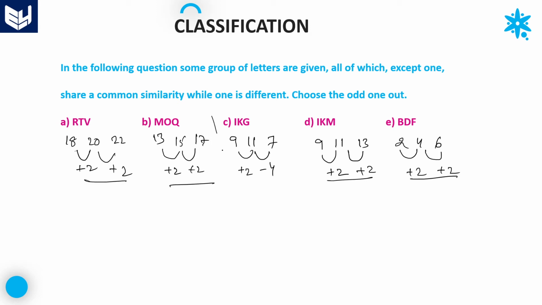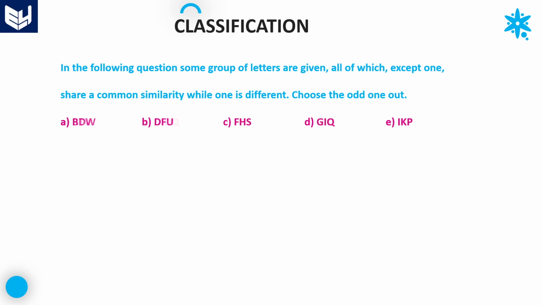But coming to option C, here the logic is plus 2 and minus 4. So it is a different logic compared with the remaining four. It is not following the same pattern as the remaining four. That is the reason why the answer for this question is option C. That is the odd one among all the given five options. That is IKG. Let's move on to the next question.